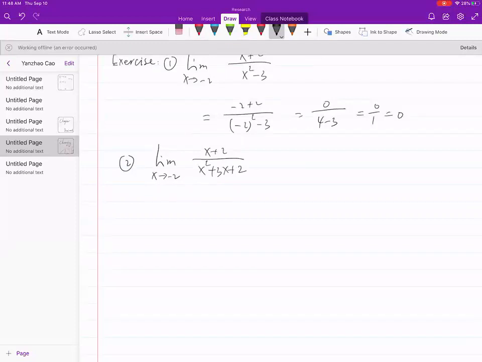Let's plug in. Zero, nice. 4 minus 6 plus 2, which is 0 over 0. Do you have trouble? Yes. Then simply plugging in won't solve it. We need something else. Okay, so cross it out. It's not working.